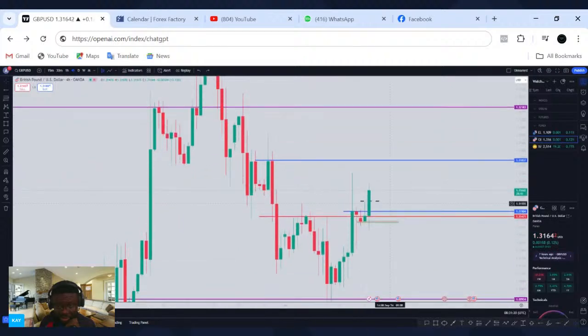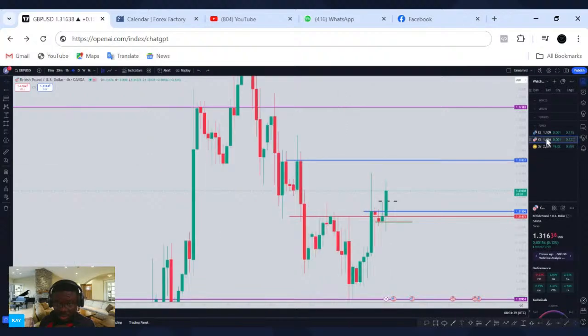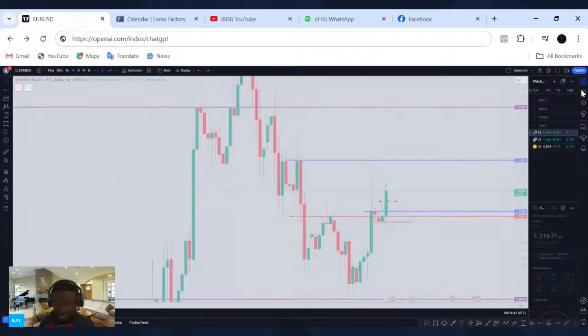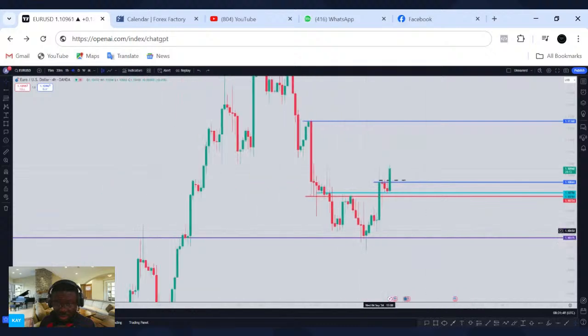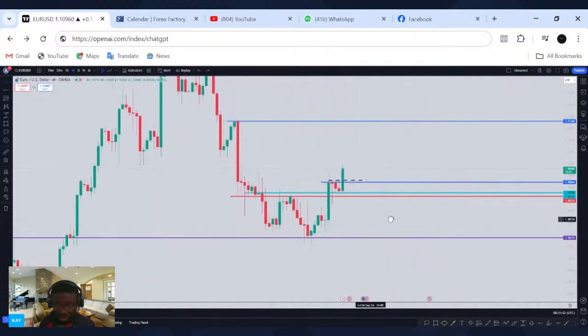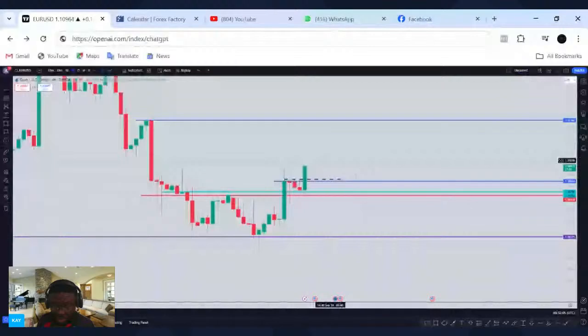GU there, I will not enter GU. Looking at GU, it is out of my books because of how it has fallen. Comparing where I'm going to enter to the rejection level, it is too close. So GU is out of my books. Now I'm looking at Euro USD. You get it? I think it has a big range. 28 pips, 32 pips.